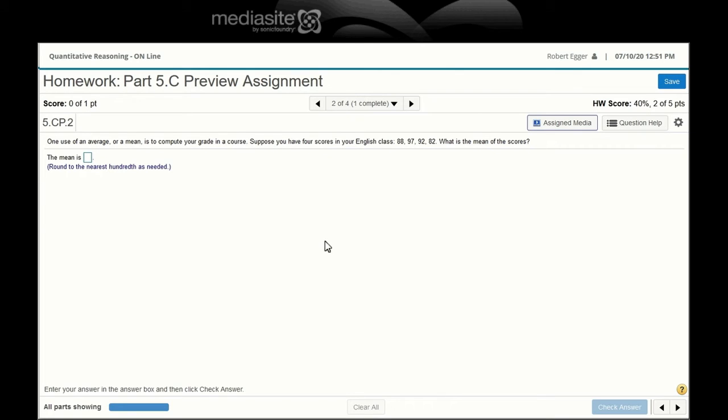One use of an average or mean is to compute your grade and score. Suppose these are your 4 scores. What's the mean of those 4 scores? So let's take 88 and add it to 97, add it to 92, and add that to 82. Then divide by how many we have.